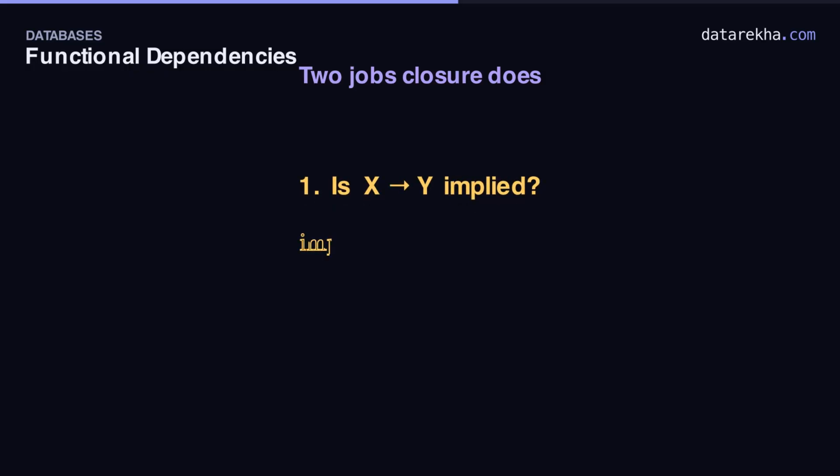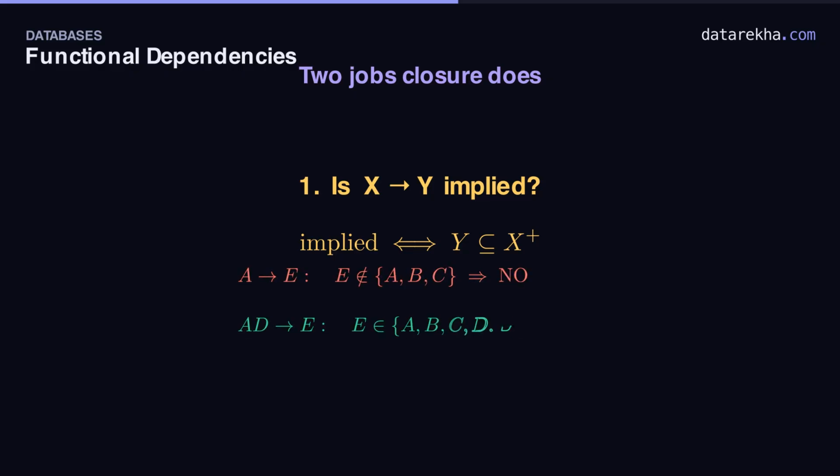Why compute a closure at all? Because it answers the 2 questions you care about. First, is a dependency X arrow Y implied? The test is simple. X arrow Y holds exactly when Y is a subset of X plus. Back to our example. Is A arrow E implied? A plus is just A, B, C, no E there, so no. But AD arrow E, that closure was everything, which contains E. So yes, that one is implied.